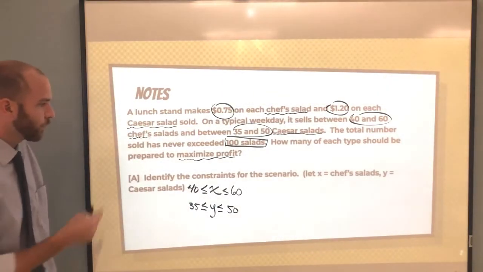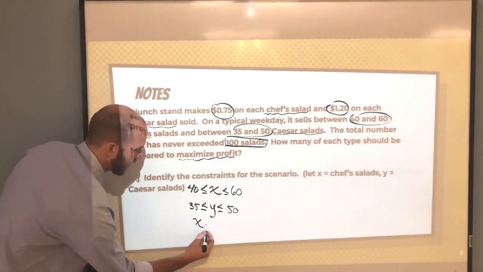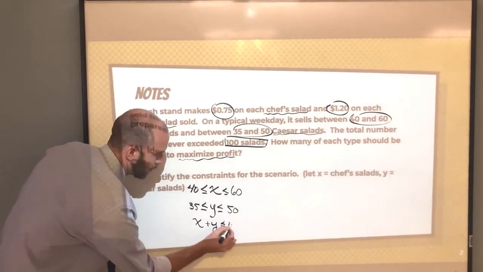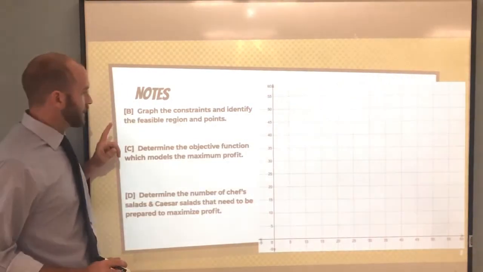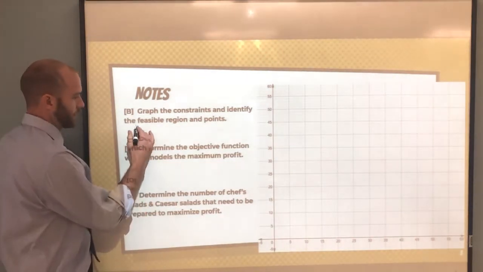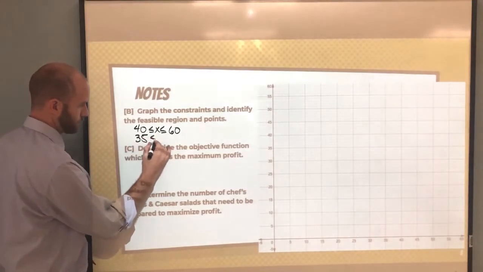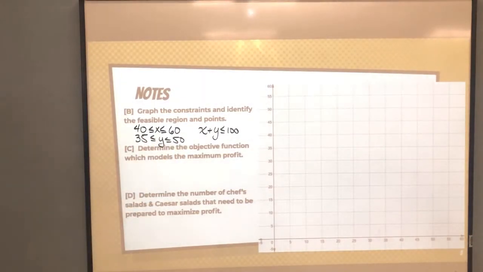The last constraint that we might want to say is this last one here where we say the number of chef salads plus the number of Caesar salads is less than or equal to 100 total salads. Now I'm going to rewrite my constraints up here since I just erased them. So now let's graph these three constraints on our graph paper.